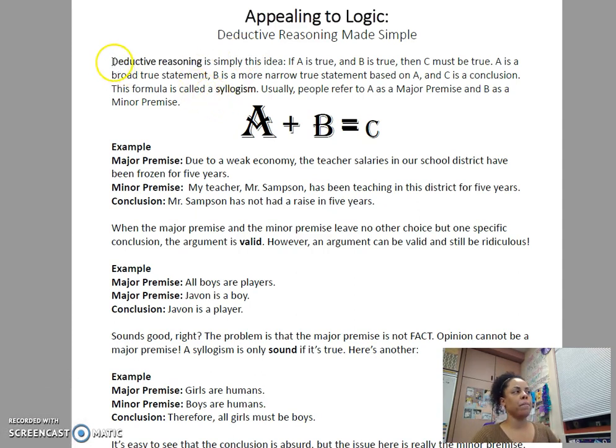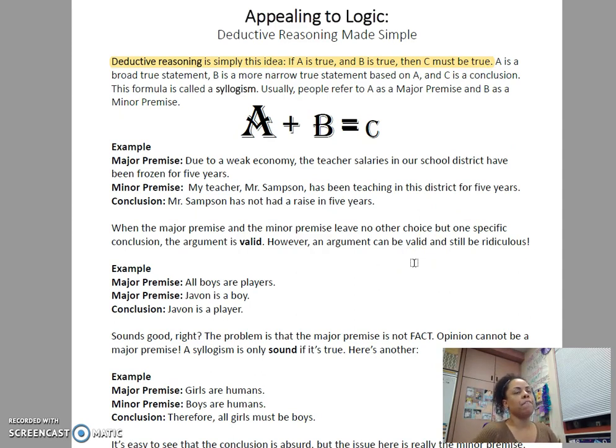So taking a look at the top of the handout, you'll see that deductive reasoning is simply this idea, okay? If A is true and B is true, then C must be true. I want you to highlight, circle, underline that first sentence, okay? That's kind of like the quick and dirty definition of what deductive reasoning is.